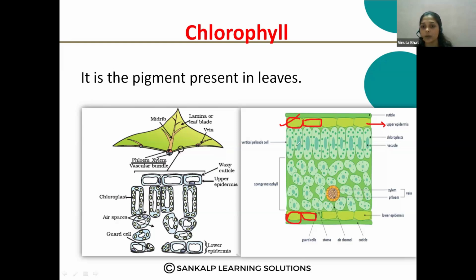In between these two epidermis you can observe this type of long cylindrical shaped cells. These elongated cells are called palisade cells. Just observe this cell: this is nothing but the cells which contain the chloroplast, which contains the chlorophyll. So this is a chloroplast, and inside the chloroplast there is chlorophyll pigment. Like this, chlorophyll pigment is present in the cells of these leaves.